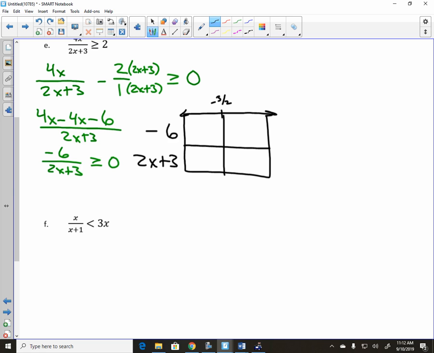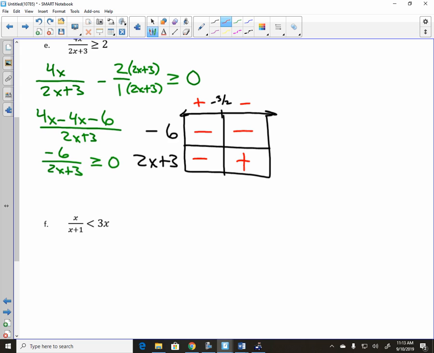I'm going to test. Which number would you like to choose? Negative 2. Well, negative 6 is always negative. If you plug in negative 2 here, you get a negative result. Now what number should I plug in? Sure, negative 1. I really like 0. I'm kind of a 0 guy. Plug in 0. This is always negative. Plug in 0 here, you get a positive. So a negative times a negative is a positive, and a negative times a positive is a negative.